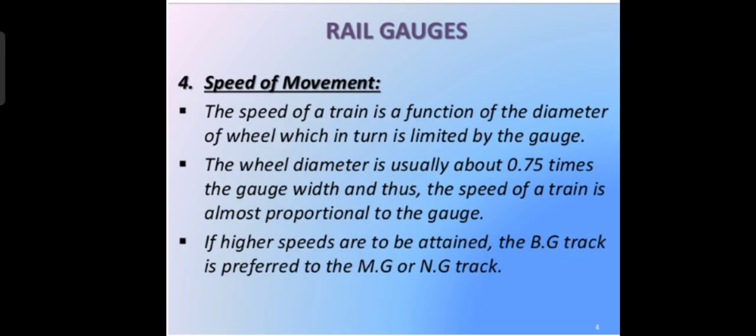Speed of movement. The speed of a train is a function of the diameter of the wheel, which in turn is limited by the gauge. The wheel diameter is usually about 0.75 times the gauge width, and thus the speed of a train is almost proportional to the gauge. If higher speeds are attained, the BG track is preferred to the MG or NG track.